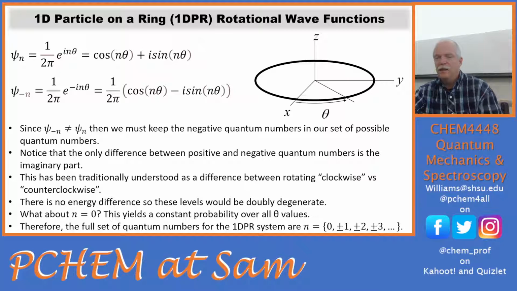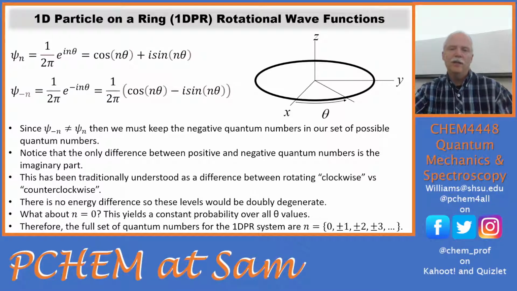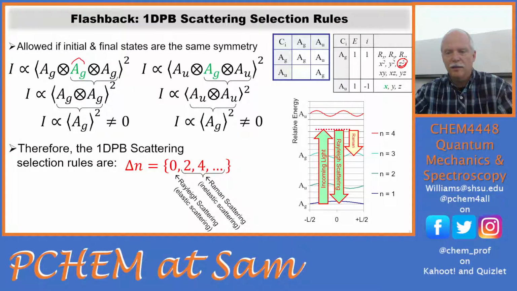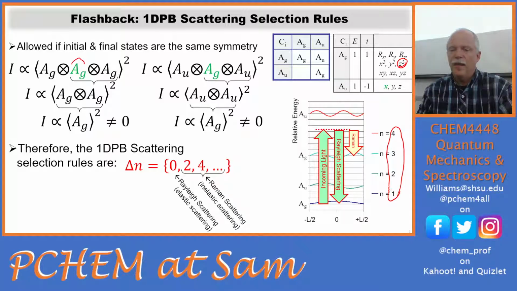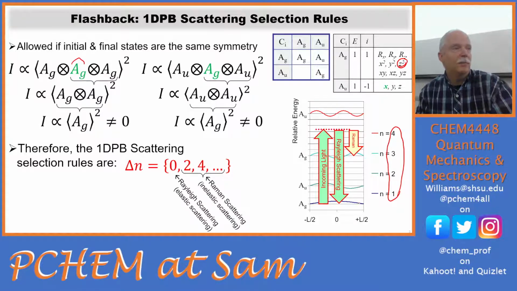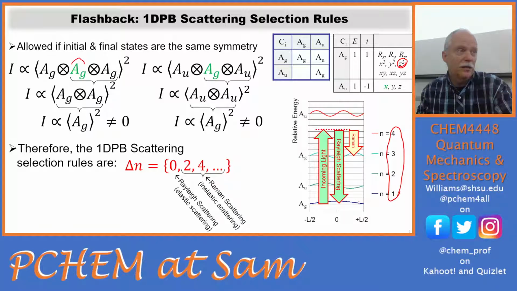So we want to apply this to the particle on a ring, the rotational wave functions. And notice in the 1D box, our quantum numbers are positive integers, because if we were to put negative numbers in there, nothing changes about the wave function. So we really wouldn't even be able to tell if there was a positive or negative quantum number in a particle in a box. Okay, it has no ramifications, no detectable difference.